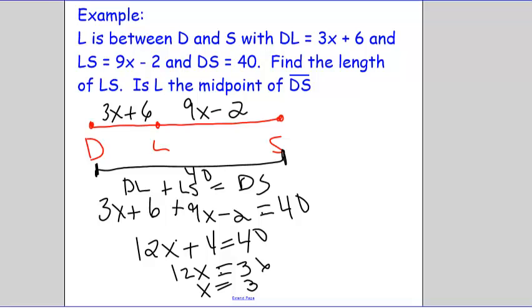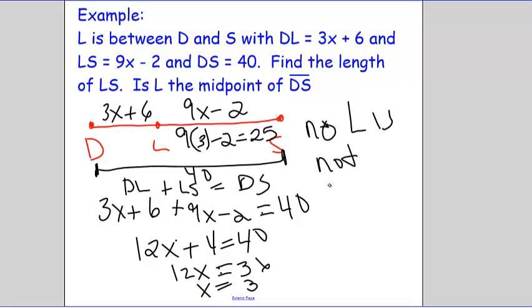Now if LS is 20, then we know L is the midpoint, because they would have to be equal segments, so that's half of 40. 9 times 3 minus 2, well, that's 27 minus 2, that's 25. So no, L is not the midpoint.